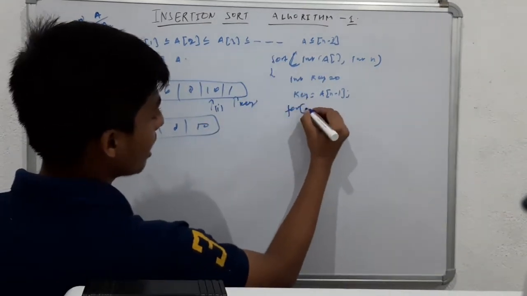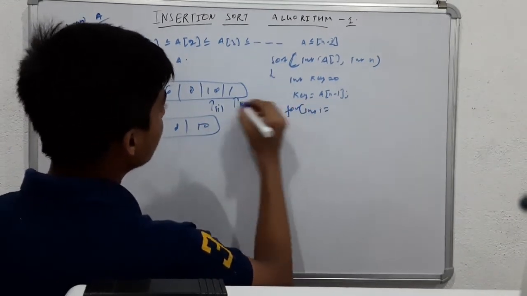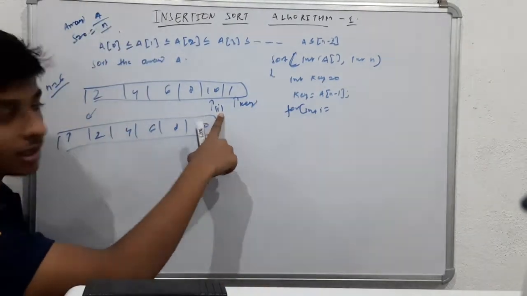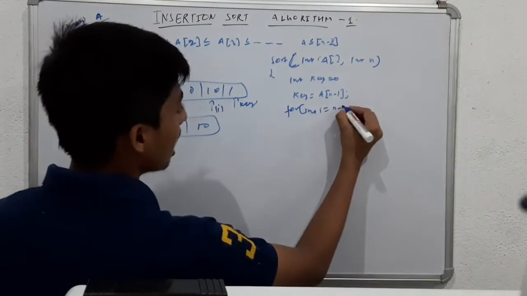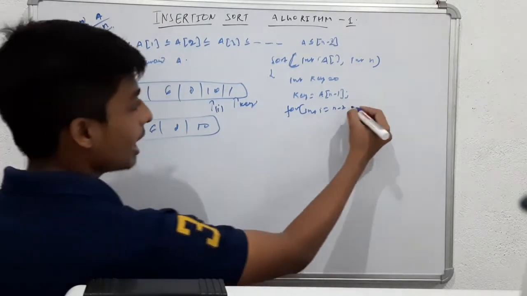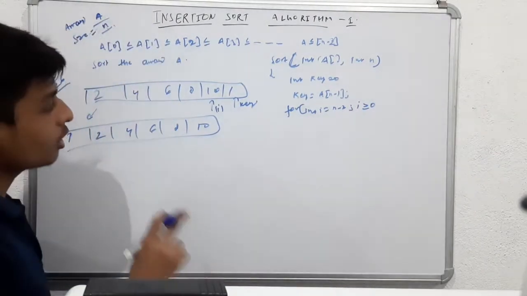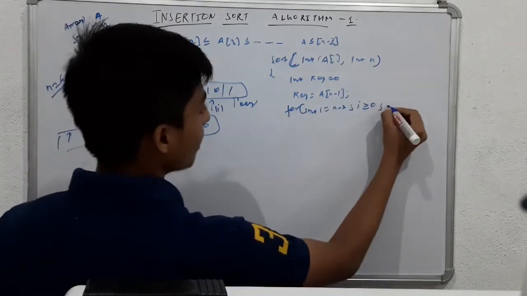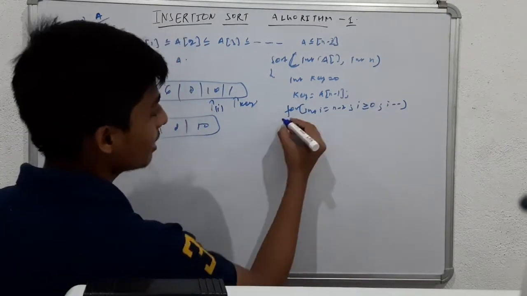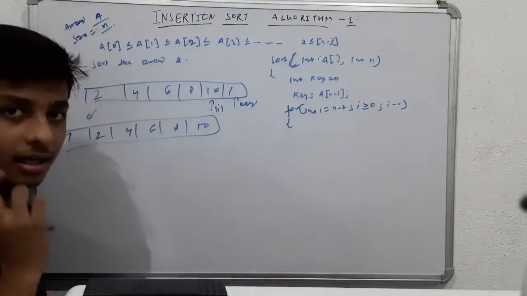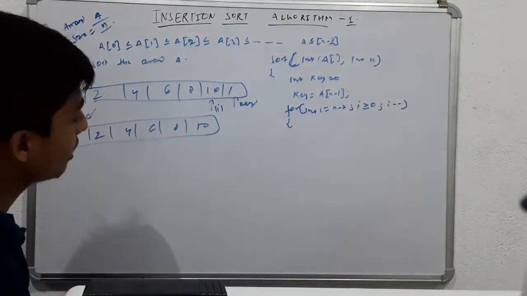So I have a for loop and I do int i equals, where do I have to start from? n minus 2, right? Do note here, I have to start from n minus 2. After that I will put the condition that i should be greater than or equal to 0, and finally I will decrement the value of i. And inside this I will write my next code.